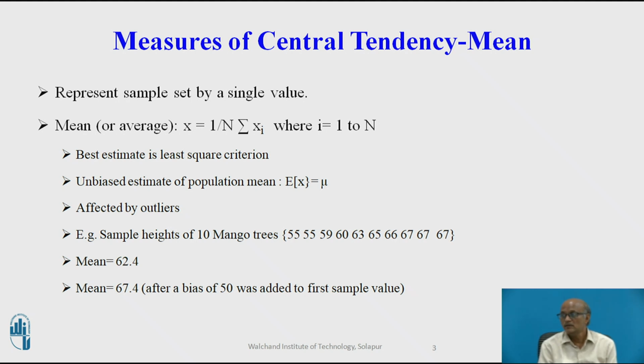For example, the sample heights of say 10 mango trees have been taken, and the mean of that is say 62.4. But if you add an outlier to the first sample value, that is 55, and this 55 is added with 50, so it becomes 105. Considering 105 as the first sample data, second as 55 and last as 67, if you take the mean of this sample data, it comes to 67.4. The meaning is that when an outlier is there, the outcome of the mean is going to change, so it is not robust.